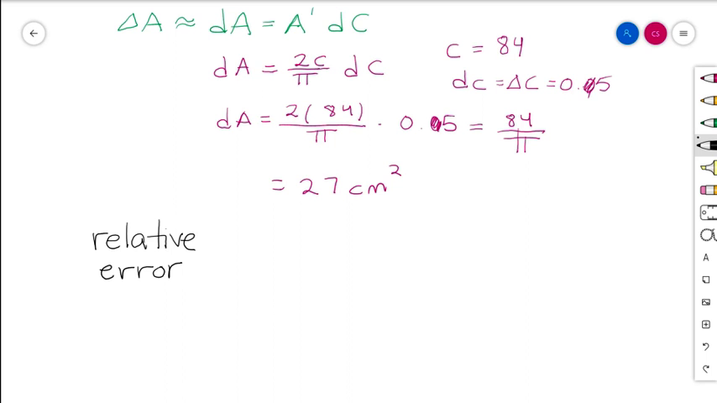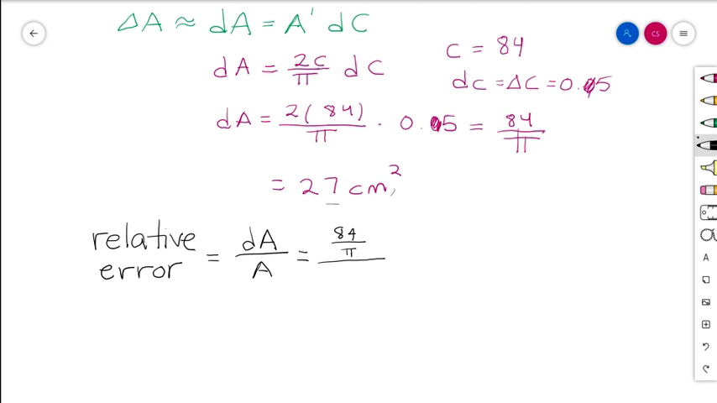And the relative error is really behaving as a percentage compared to the whole surface area. So if dA is the error in surface area, if we mess up the circumference by 0.5 centimeters, how does that relate to the total surface area? All right, so we see it's a fraction, so it's going to be some sort of percentage. So we just calculate dA to be 84 over pi.